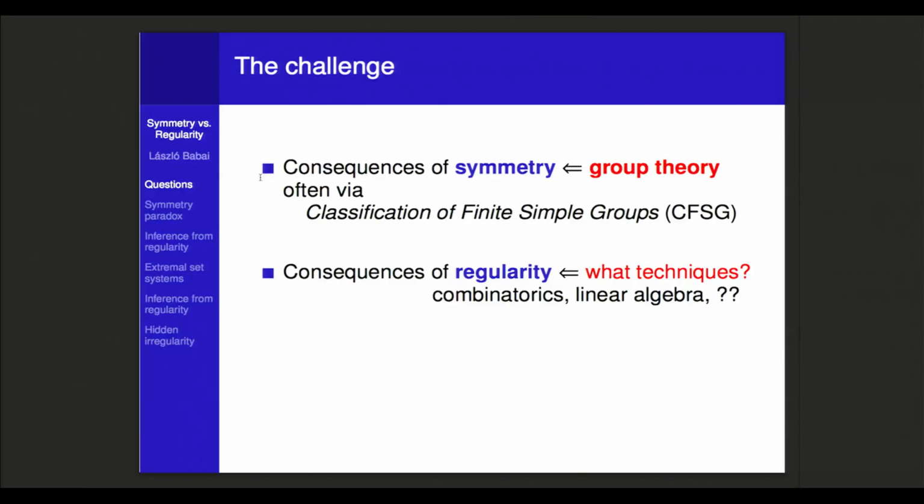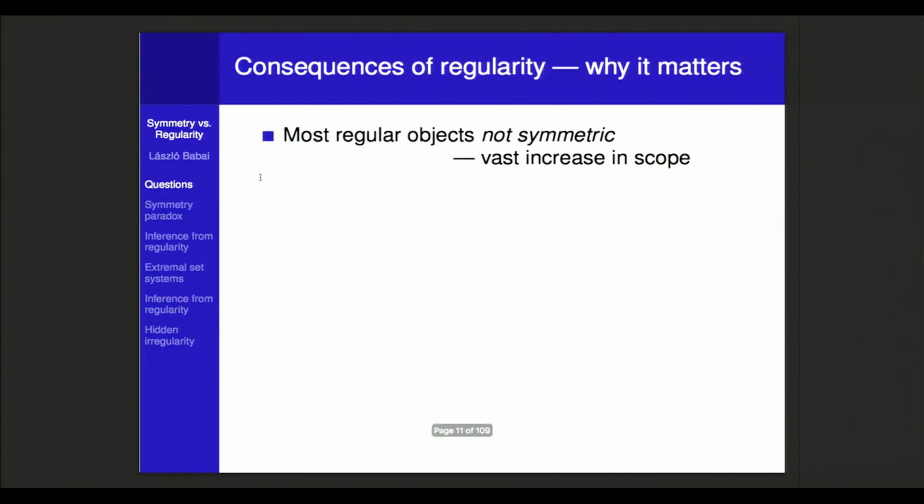Okay, so the challenge, or at least one of the challenges, is that consequences of symmetry are usually proved by group theory, and often enough with heavy machinery, possibly involving the classification of finite simple groups. Whereas when we have only a regularity constraint, the group theory machinery is not available to us. And so what can we use? Combinatorial ideas and linear algebra, presumably, algebra of all sorts, and number theory could be useful. In the examples that I'm giving, really combinatorics and linear algebra play the main role.